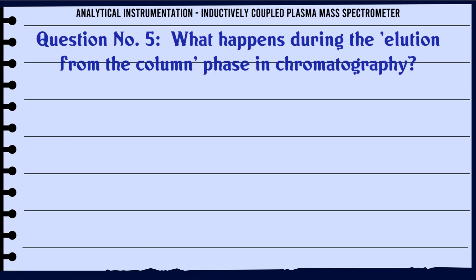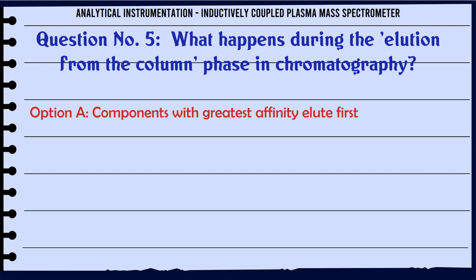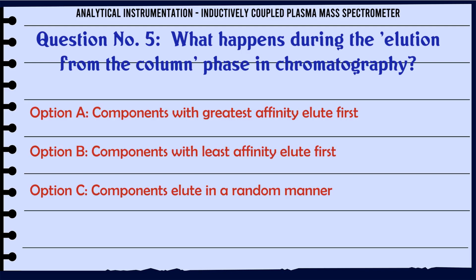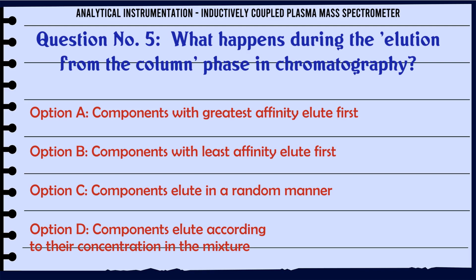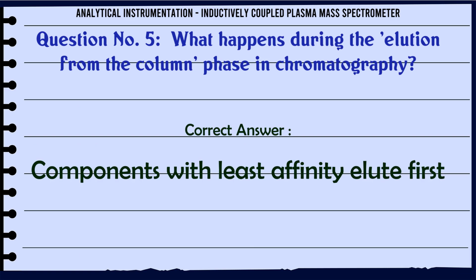What happens during the elution from the column phase in chromatography? A. Components with greatest affinity elute first, B. Components with least affinity elute first, C. Components elute in a random manner, D. Components elute according to their concentration in the mixture. The correct answer is components with least affinity elute first.